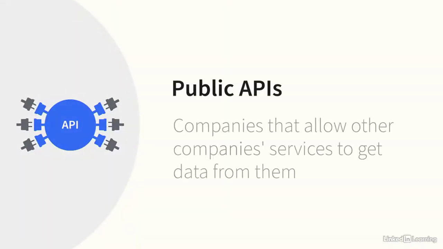Now, there are two kinds of APIs, public and private. Companies provide public APIs to allow other companies' services to get data from them. One example is a travel service, such as Expedia. If you go there to look for a hotel, their website then accesses the public APIs of every hotel company and returns the rooms available for the place and time you specified.